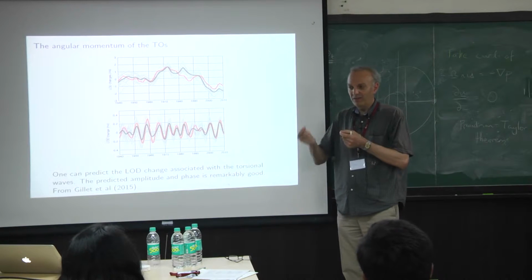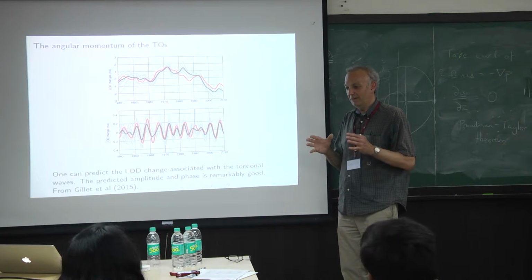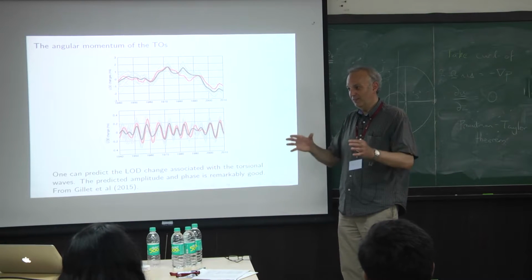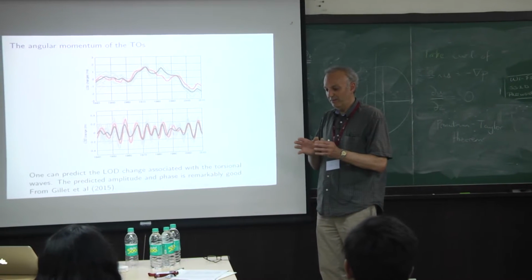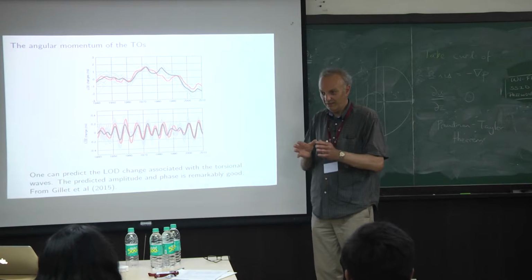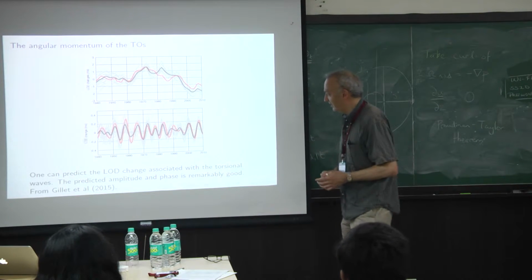You always have to exchange the sign of one of them. The idea is that the angular momentum is conserved between the solid Earth and the core. So if it's conserved, that means if one of them gains angular momentum, the other one must lose it. So you just need to reverse the sign.